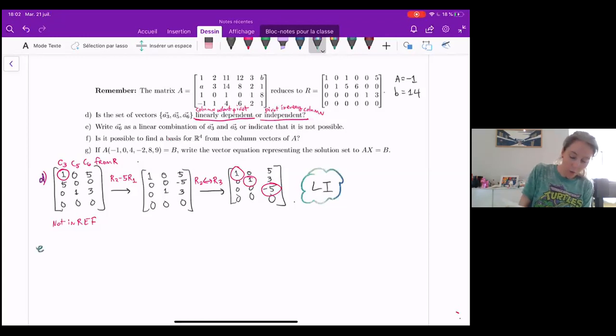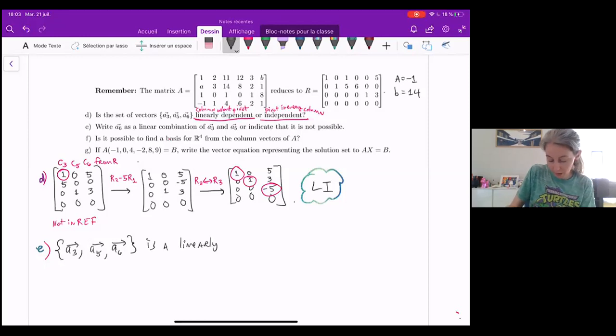Now for E, we're going to use R in a similar way. I want to write A6 as a linear combination of A3 and A5, or indicate that it's not possible. Well, I've actually already done the work. These vectors, A3, A5, and A6, are linearly independent. We saw that in D. So A3, A5, A6 is a linearly independent set.